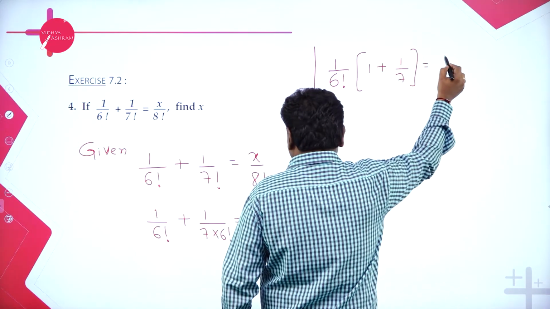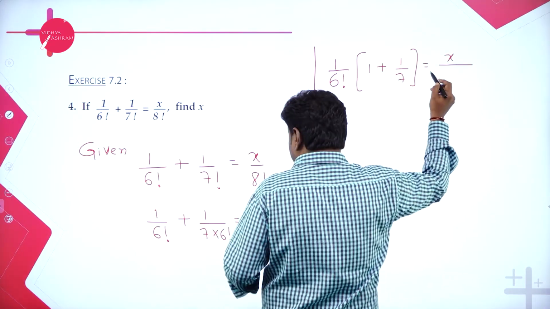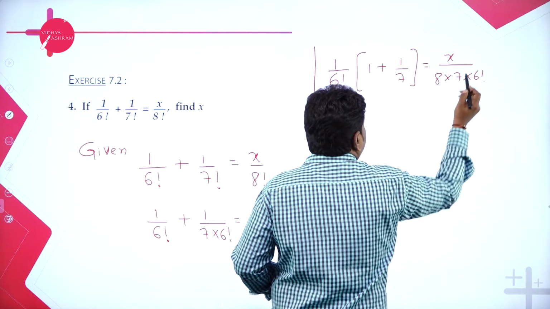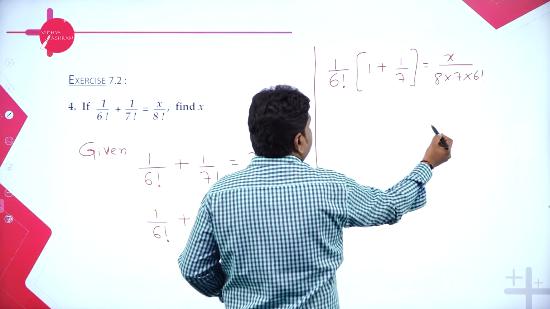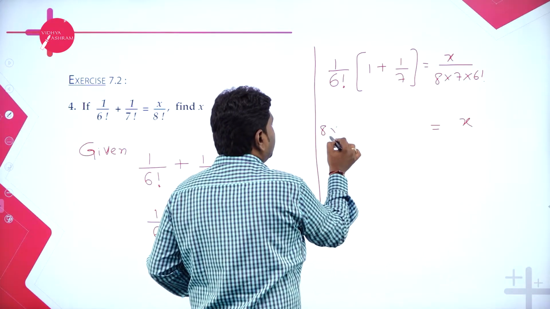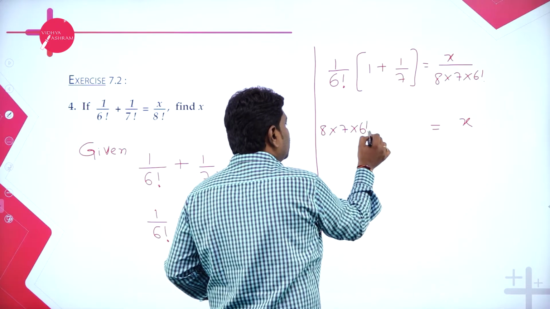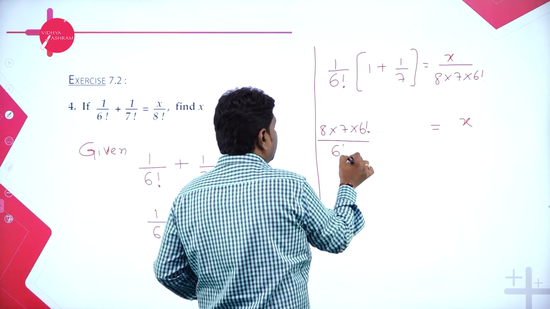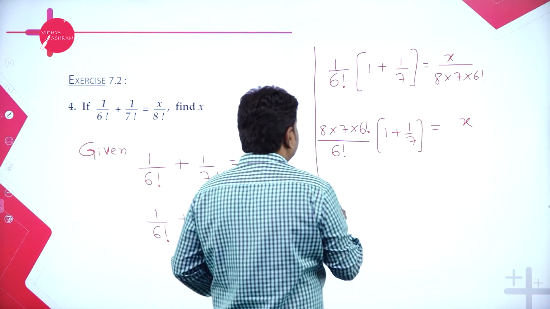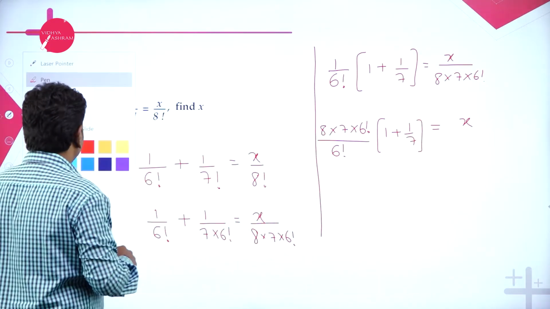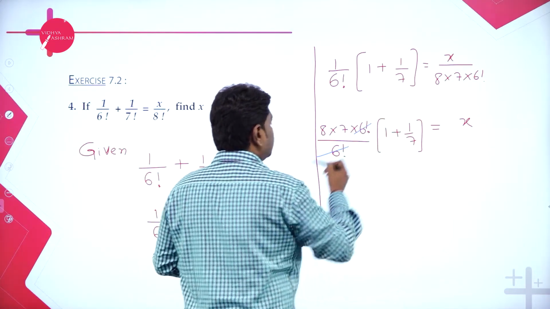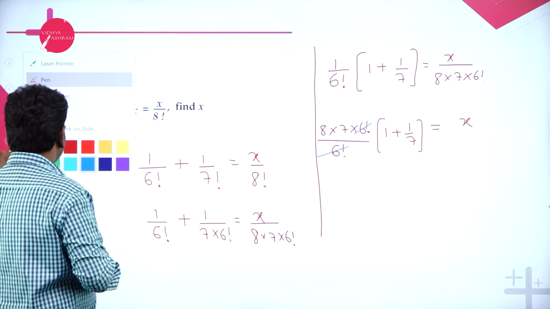Here I am having x by 8 into 7 into 6 factorial. Let it be. Now bring this term to this side. We need x is equal to, divided by, if it comes this side, it comes into 8 into 7 into 6 factorial. Already we have divided by 6 factorial into 1 plus 1 by 7. Now simplify this. So now you can cancel 6 factorial. So I can cancel 6 factorial and 6 factorial. Whatever is left out I can simplify.